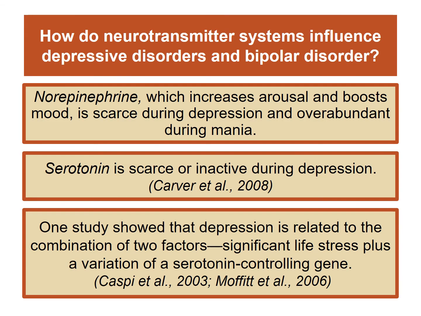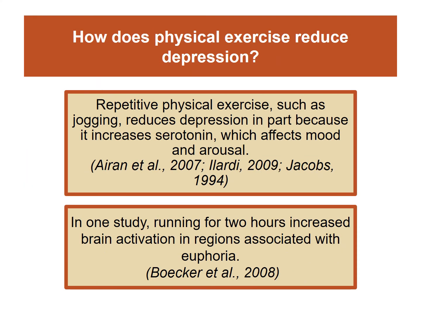How do neurotransmitter systems influence depressive disorders and bipolar disorder? Norepinephrine, which increases arousal and boosts mood, is scarce during depression and overabundant during mania. Serotonin is scarce or inactive during depression. One study showed that depression is related to the combination of two factors, significant life stress plus a variation of a serotonin controlling gene.